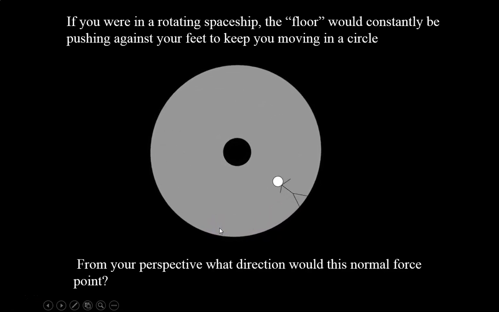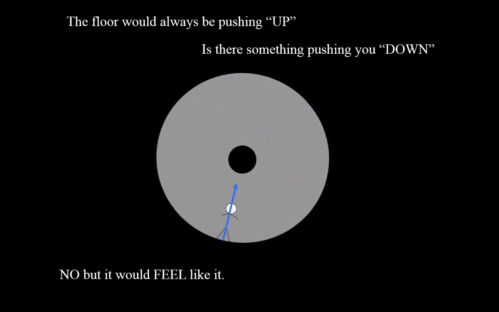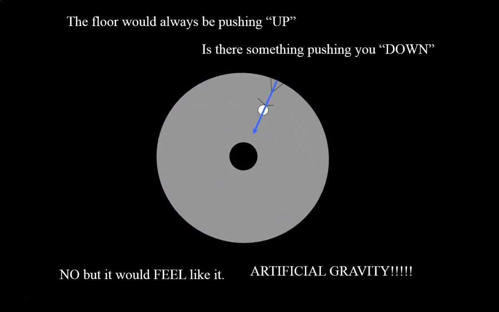So which way is the normal force acting on my feet? It's acting upwards through my body, so towards the center of the circle. From my perspective, that force is always up, though. The floor is constantly pushing me up. However, what it feels like is that something is pulling me down. And so by spinning this spaceship, we were able to create artificial gravity with the rotation.